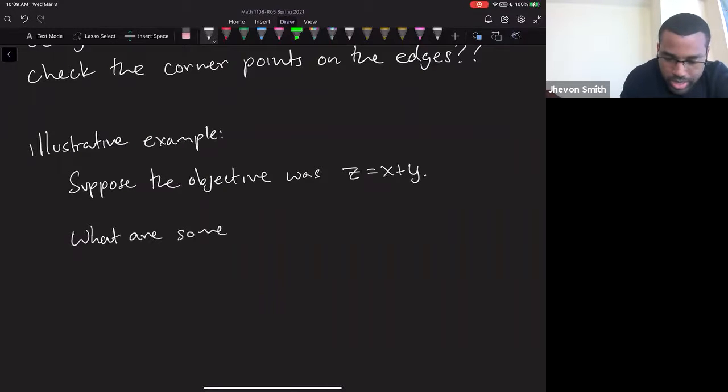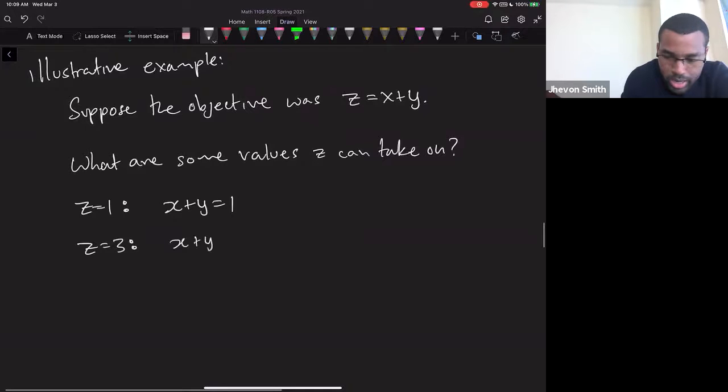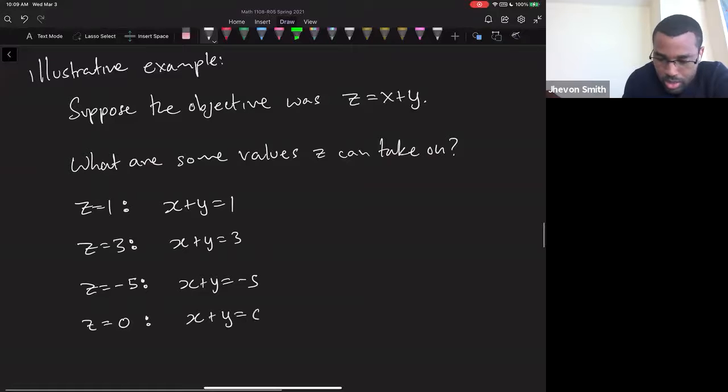What are some values z can take on, right? So you just kind of think, what are the outputs here? So you could have, for example, z equals 1 is a possibility, in which case x plus y equals 1, or you can have z equals 3, which means that x plus y equals 3, or you can have z equals minus 5, in which case x plus y equals minus 5. You can get z equals 0, in which case x plus y equals 0, and etc.